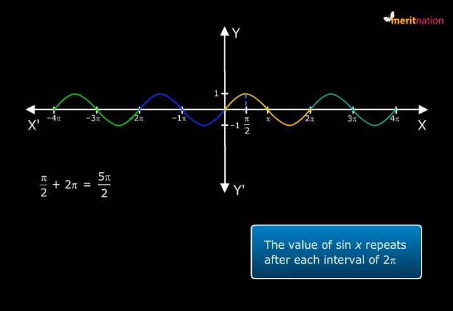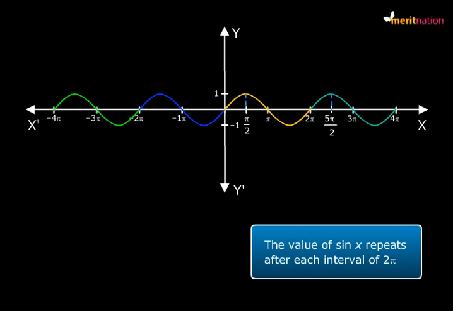So look at the value of sin 5 pi by 2 now. Its value is also 1. So the value of sin pi by 2 equals the value of sin pi by 2 plus 2 pi, or sin 5 pi by 2. You believe me now? In fact, this is a very important property related with the sine function. And we use this property to find the values of sines of very large angles.